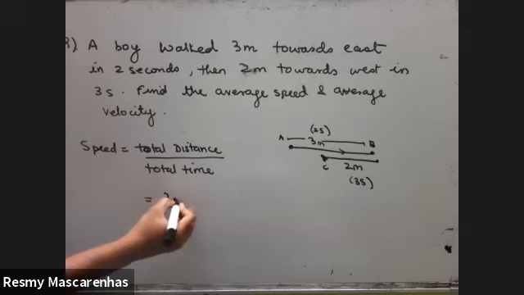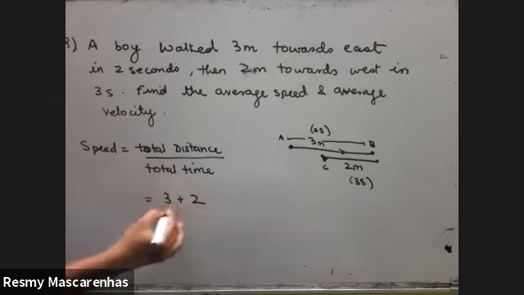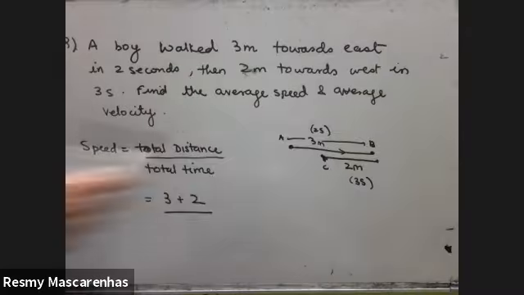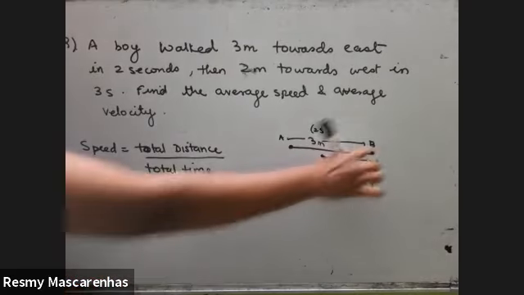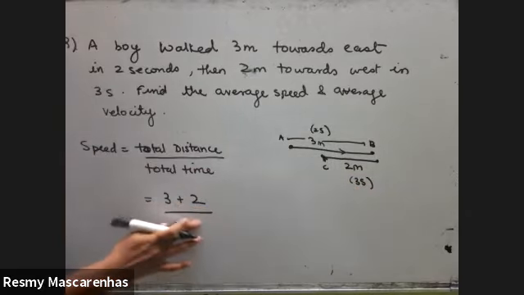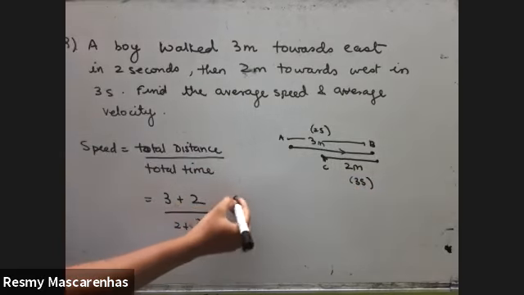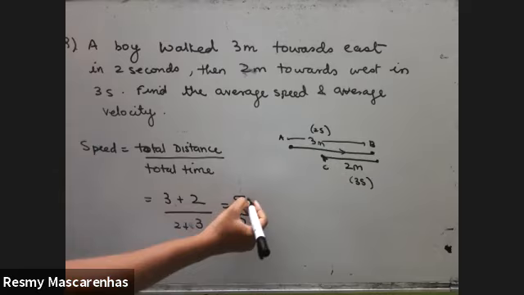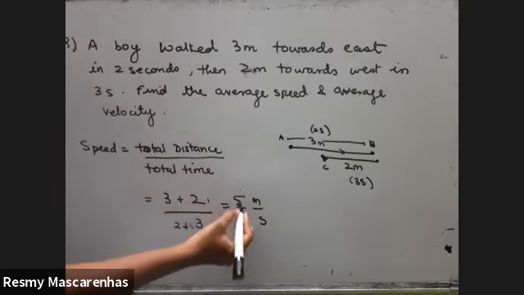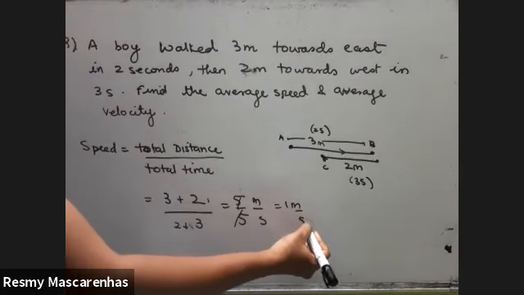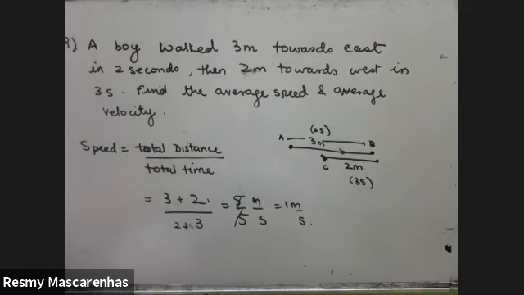3 meters plus 2 meters. So you can just write it as 3 plus 2. And total time will be 2 plus 2 seconds, and from here to here it would be 3 seconds. Then it's 5 upon 5. This is meters and this is seconds. So 1 meter per second. So that's the speed.